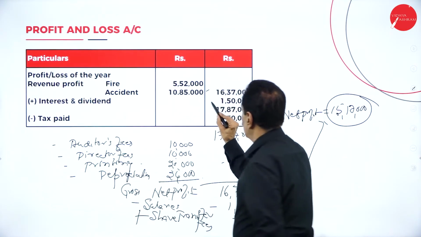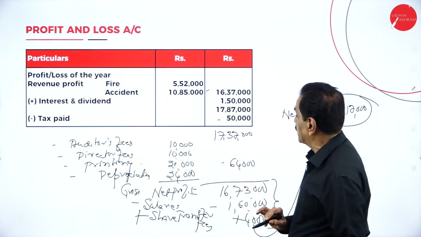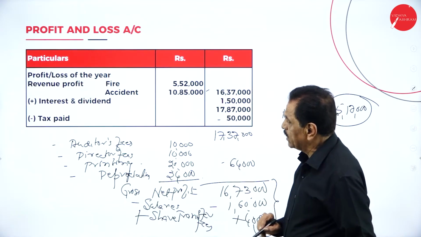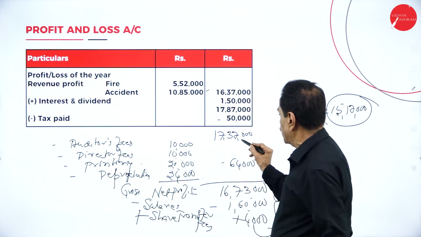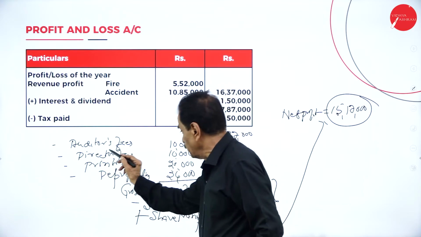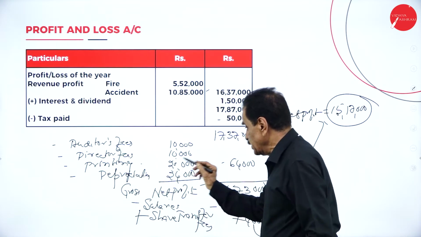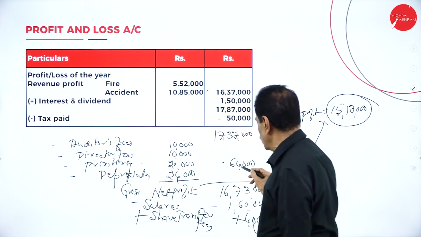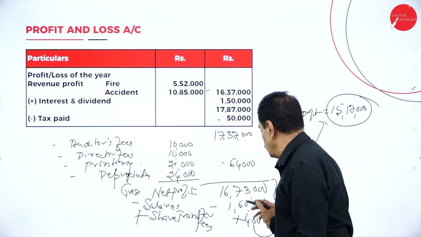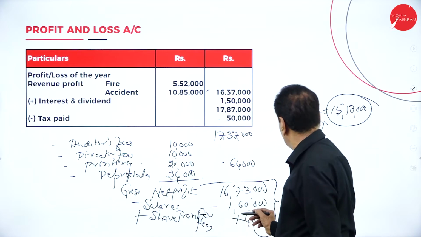So the total profit is 16,37,000. Add interest and dividend 1,50,000, minus tax paid 50,000. It becomes 17,37,000, minus auditor fees, director fees, printing, and depreciation 64,000 deducted. It's called the gross net profit. Salary should be deducted. Share transfer fees should be added.